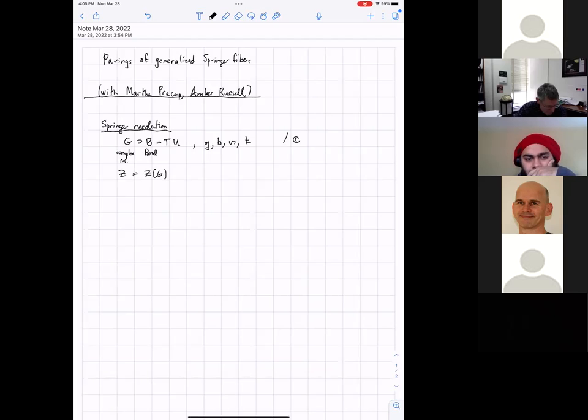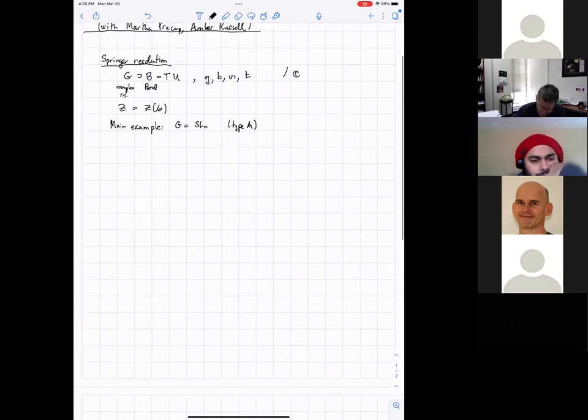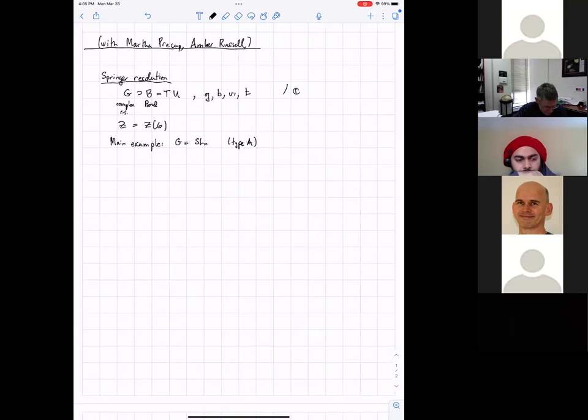Now the main example in this talk will be just G equals SL_n, so we'll be in the type A situation. Although at the very start of the talk especially, everything works for all types. But as I go to some of the more combinatorial stuff, that's only worked out so far, at least for type A. At the start, this is completely general.